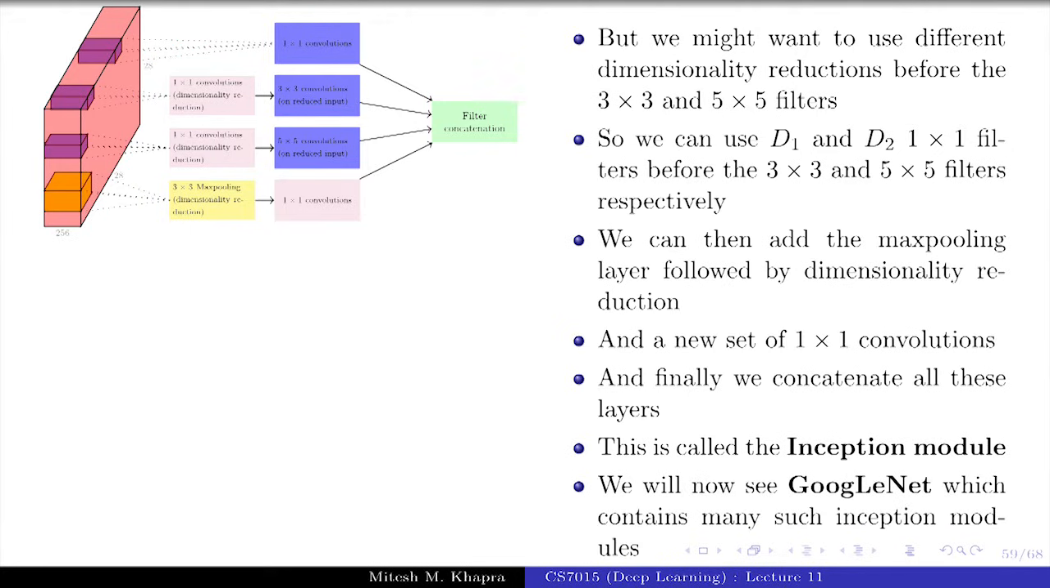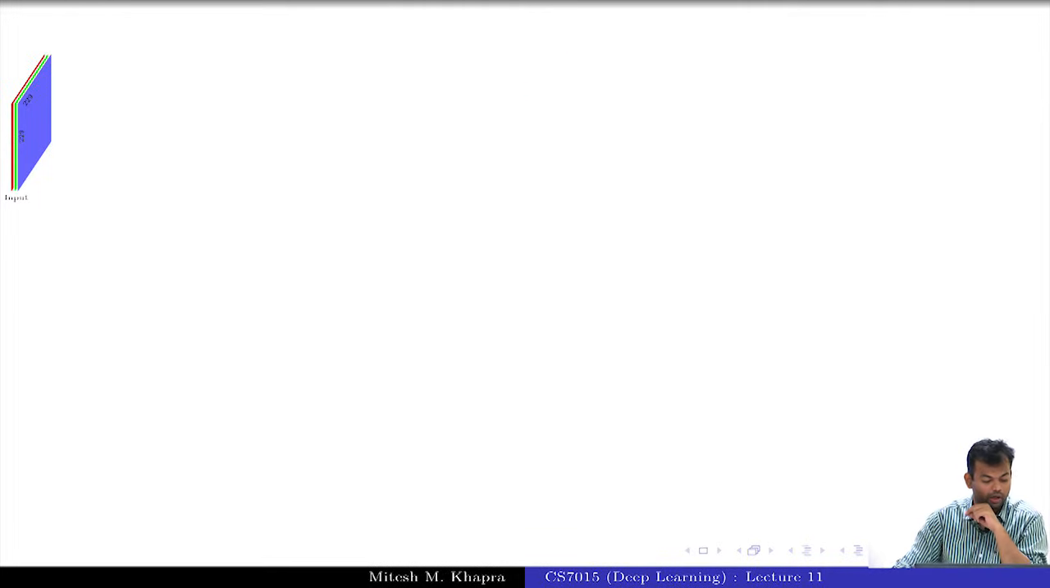Okay. So we'll now see the full GoogLeNet architecture. His question was basically that 3 cross 3 would result in a different sized feature map, and 5 cross 5 would result in a different sized feature map. So you'll use appropriate padding so that all of these become equal. Okay.